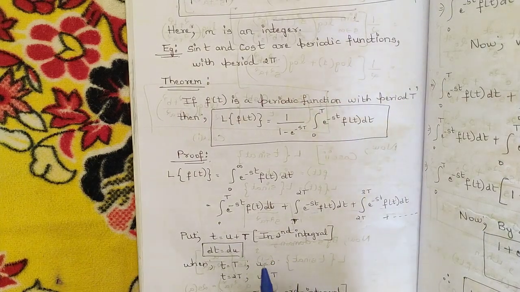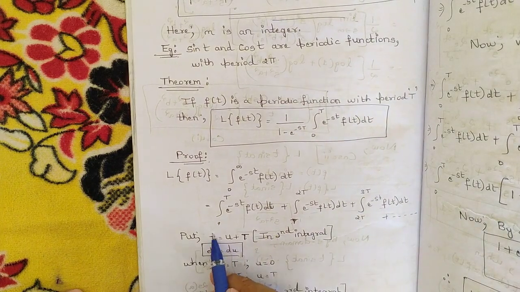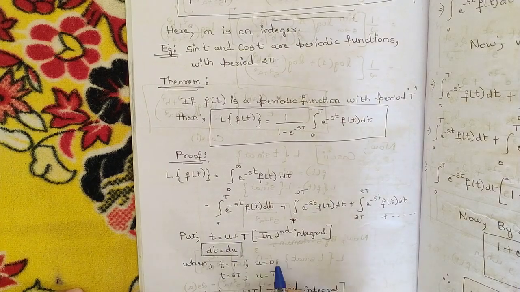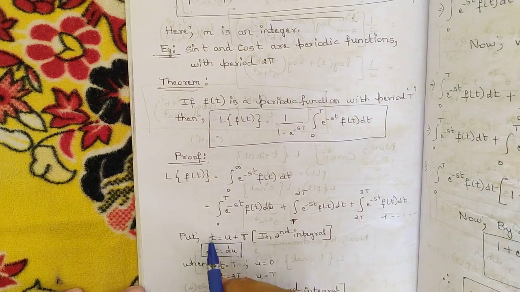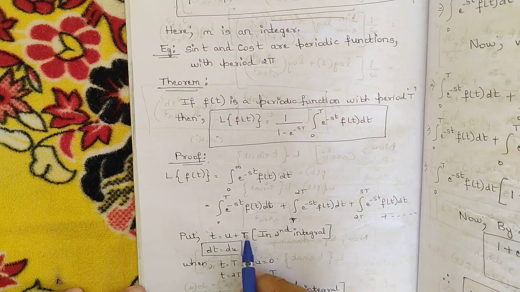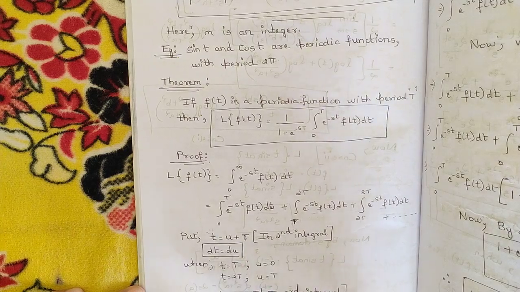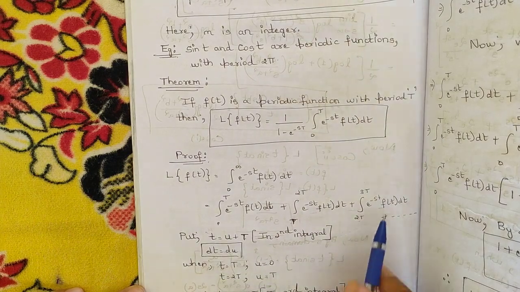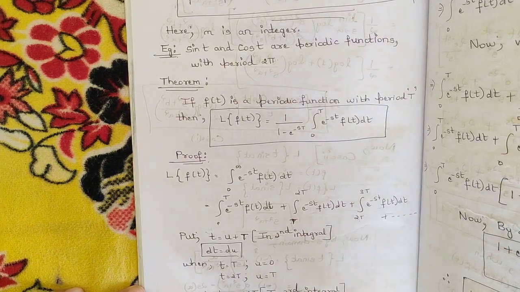How? Why? Because see here in this equation, if we put the value of t as capital T, and we want to find the value of u, we would be getting T minus T, that is equal to 0. Similarly, if t is equal to 2T, we would be getting u is equal to 2T minus T, that is equal to T. Okay, so put t is equal to u plus 2T in the third integral, u plus 3T in the fourth integral, and it goes on like that.